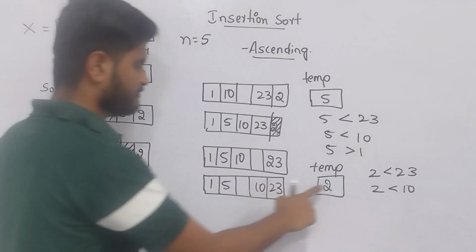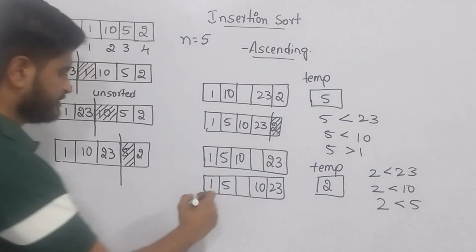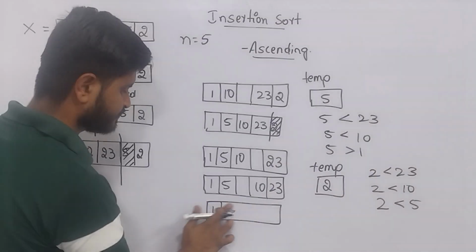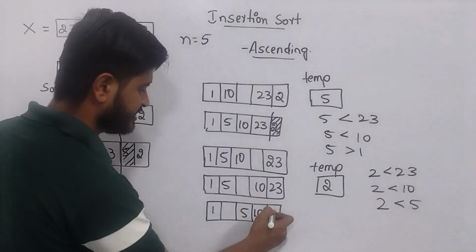Now compare 5 and 2. So 2 is less than 5. So what will you be doing? You will be shifting 5 towards the right side. 1 will be same and 5 will be shifted one bit, 10 will be same, 23.